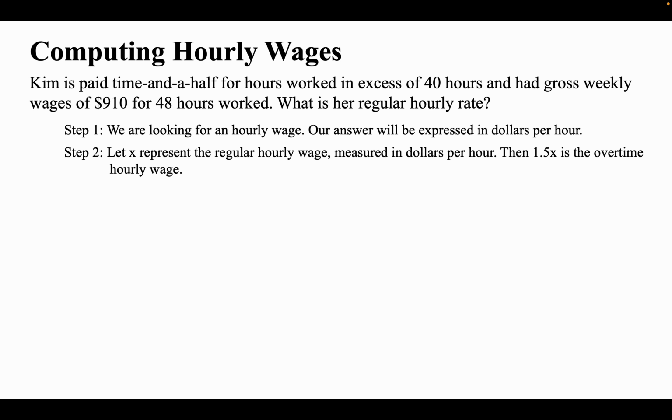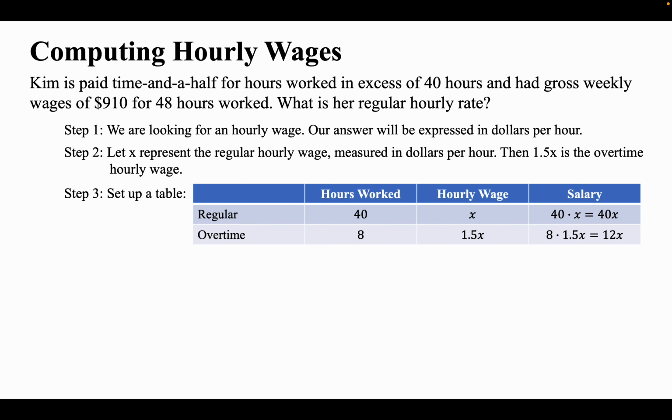Then, since she gets paid time and a half for those extra hours over 40, we're going to represent that by 1.5 times the regular rate, which is 1.5X. So step three is to make a table. We have the regular, the first 40 hours, and then overtime would be those extra 8 hours.